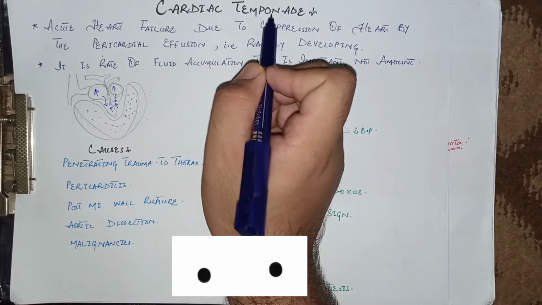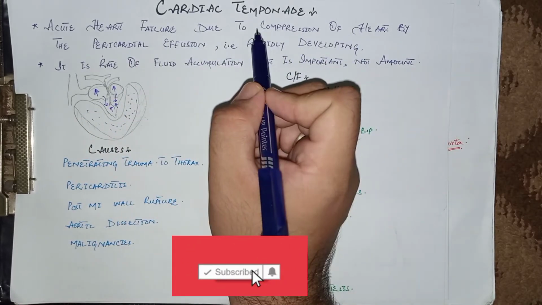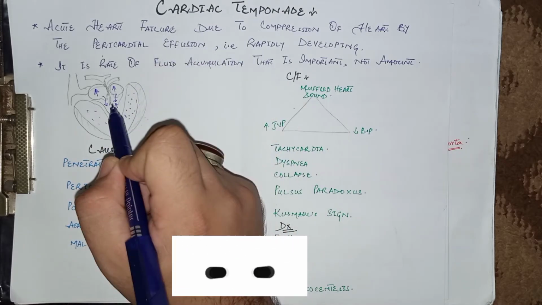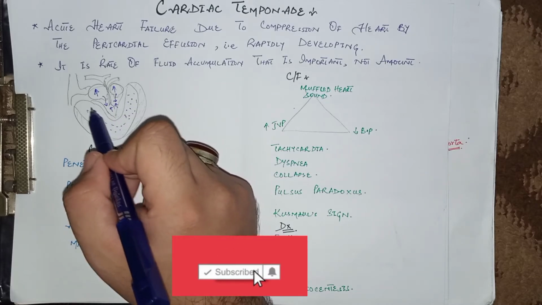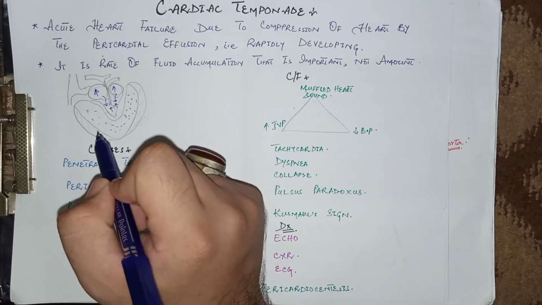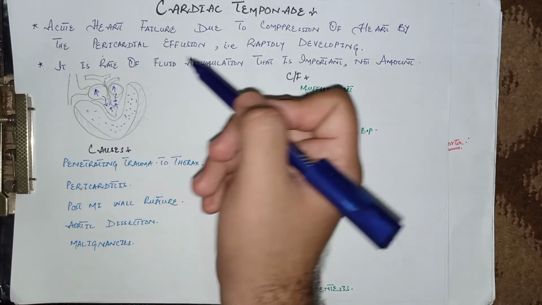So what is cardiac tamponade? It is an acute heart failure due to compression of the heart by pericardial effusion, that is, rapidly developing pericardial effusion around the heart. The fluid is accumulated within the pericardial sac, and this fluid is developing very rapidly. It is the rate of the fluid accumulation that matters, not the amount.